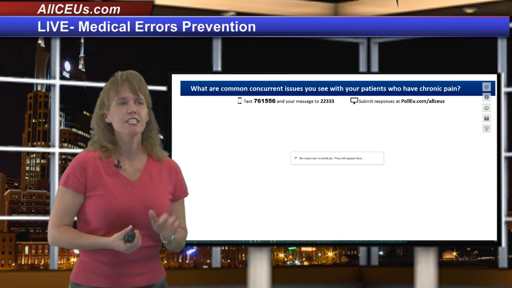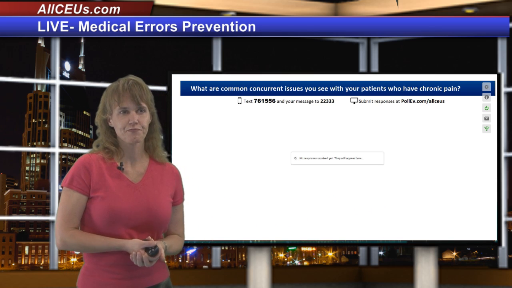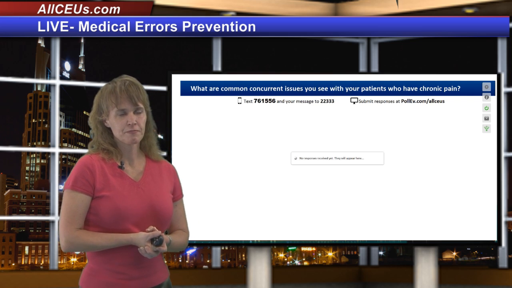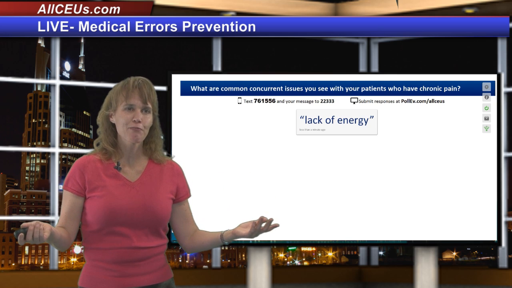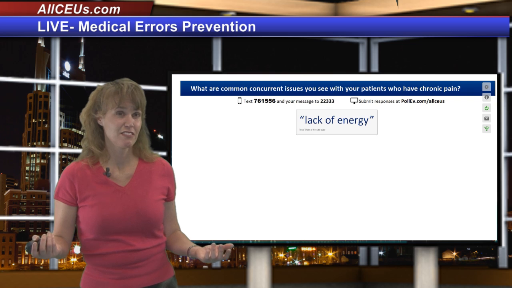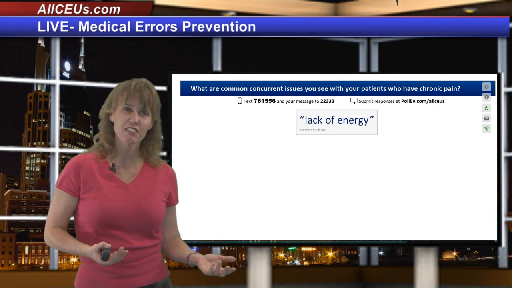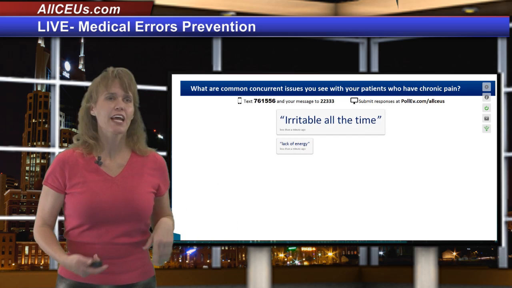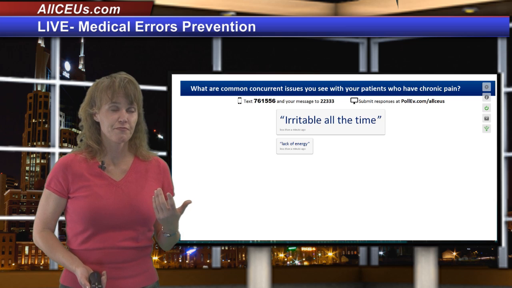So what are some common concurrent issues you see with your patients who have chronic pain? Lack of energy. When you have chronic pain, at least when I have chronic pain, I don't sleep very well. I sleep a lot, but I don't sleep very well. So I always feel tired, but I always feel like I haven't gotten anything done because I'm sleeping all the time. And pain medication, at least for me, makes me really tired.